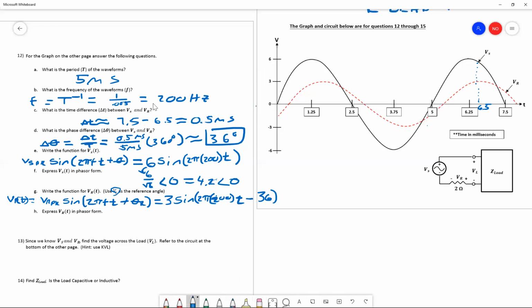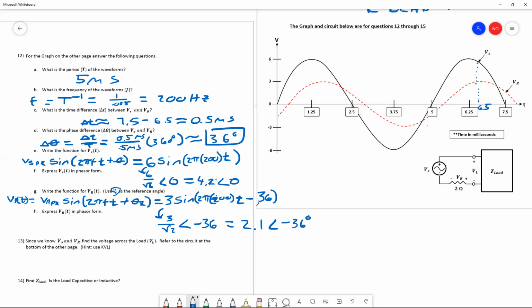The next problem asks us to put that same equation in phasor form. Remember, again, we just have 3 over radical 2 at an angle of now negative 36, which gives us roughly 2.1 at an angle of negative 36 degrees.